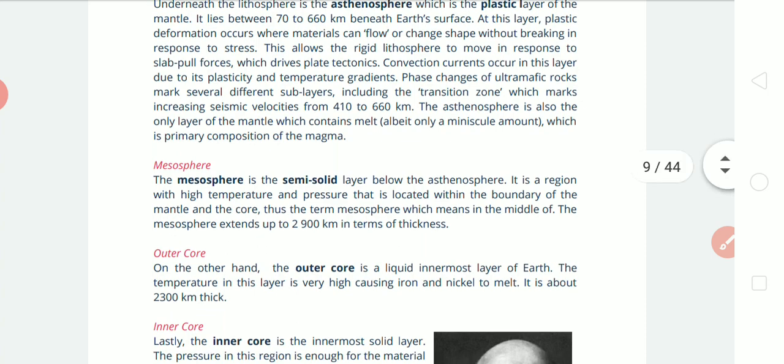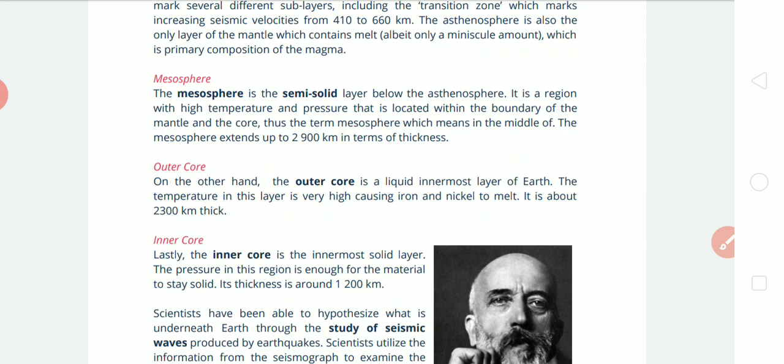Okay. Next one is outer core. Outer core is a liquid innermost layer of the Earth. The temperature in this layer is very high, causing iron and nickel to melt. It is about 2,300 km thick. So outer core is the liquid innermost layer of the Earth. So that means the nickel and the iron here are in liquid form. Dili siya solid nga atong naandan, but instead it is in a liquid form, and that's because of a very high temperature in this layer.